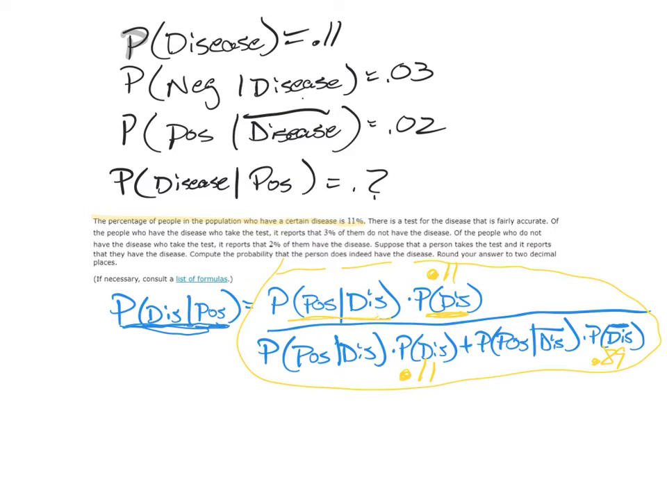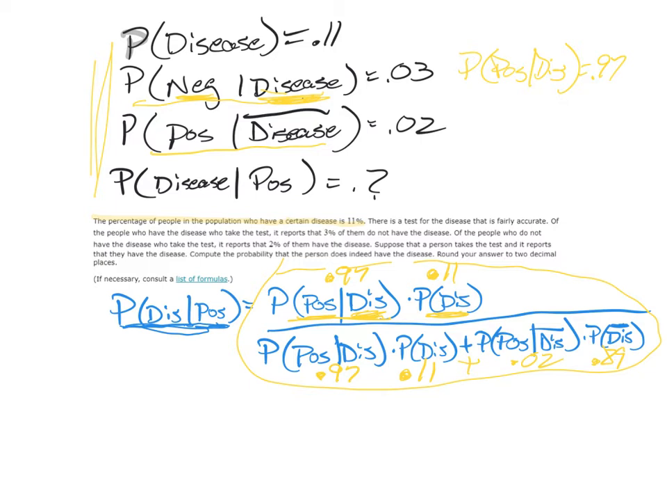The other thing I'm going to need is, given they have the disease, what is the probability they tested positive? If I look up here, I don't see that anywhere, but I do see, if they have the disease, the probability they test negative. Since that's 0.03, the complement would be testing positive given they have the disease, which would be 0.97. So that's going to go here. And the last thing I need to plug in is, given that you don't have the disease, what's the probability of testing positive? And that's 0.02.